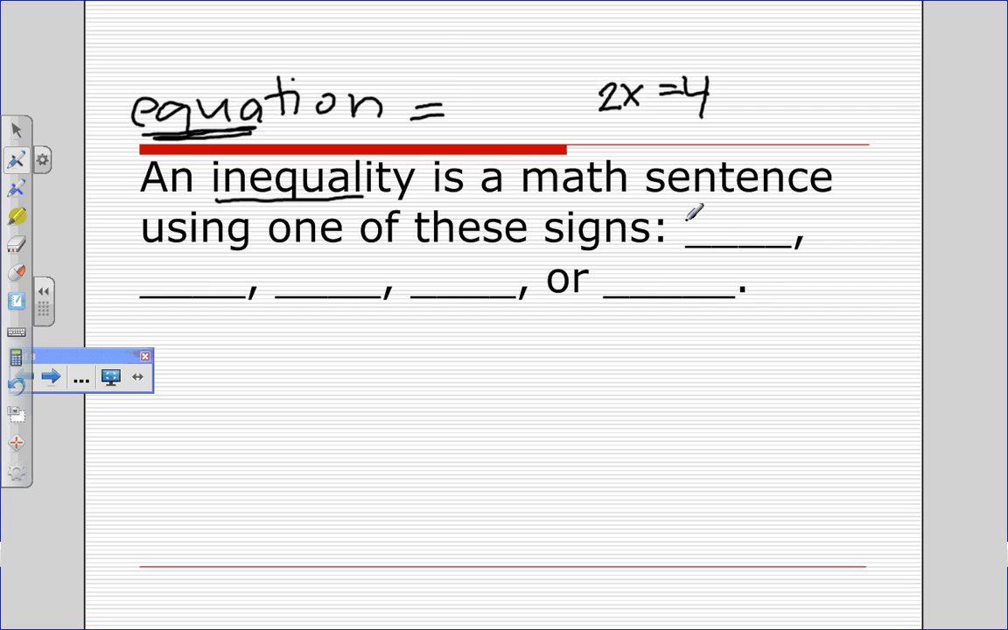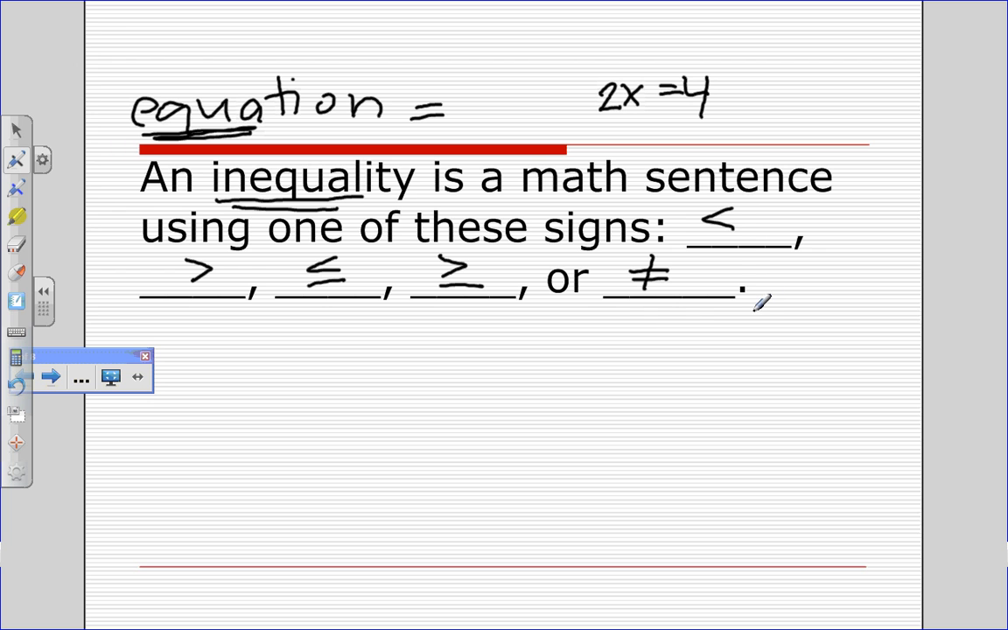It's going to use other signs that you've probably seen before, like less than, greater than, less than or equal to, greater than or equal to, or, this is the trickiest one, not equal to. So as long as it uses any one of these 5 signs, it's called an inequality.